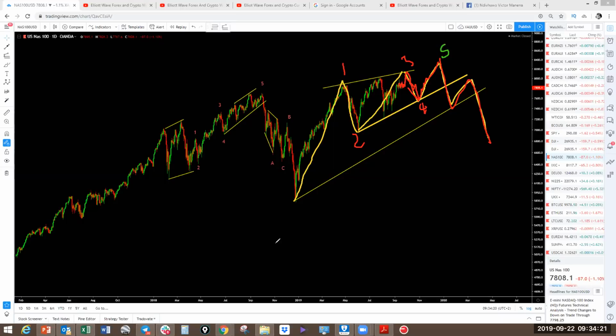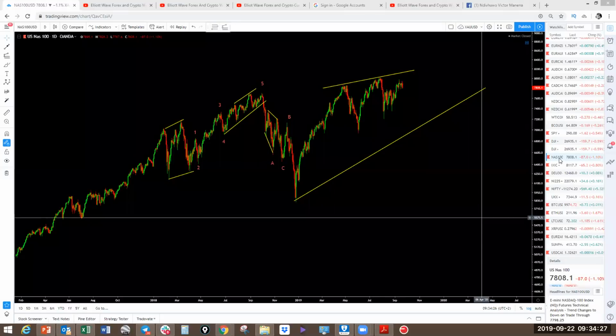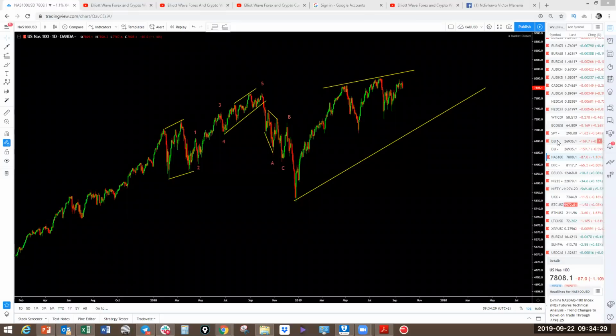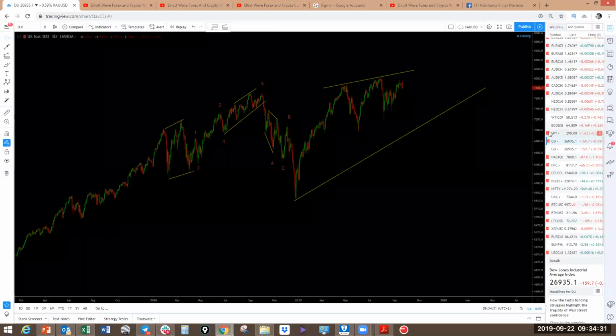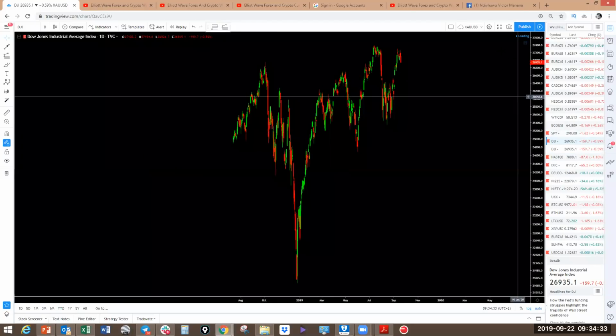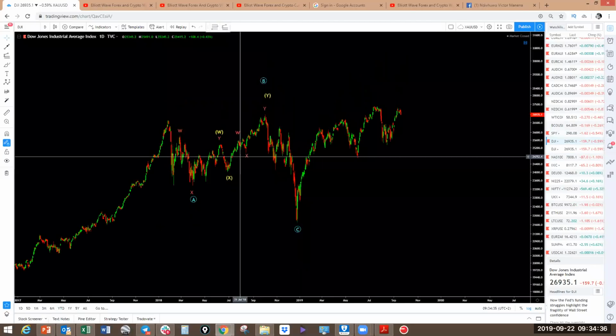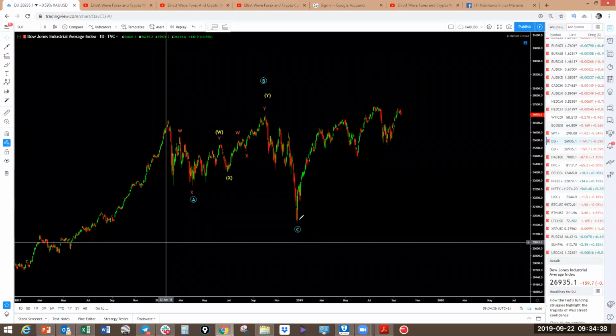So that's your wave 5. That should be in red. That should be your wave 5. Okay, so that's the NASDAQ. The Dow is exactly the same as the S&P 500. So the Dow has also made a passing move here.